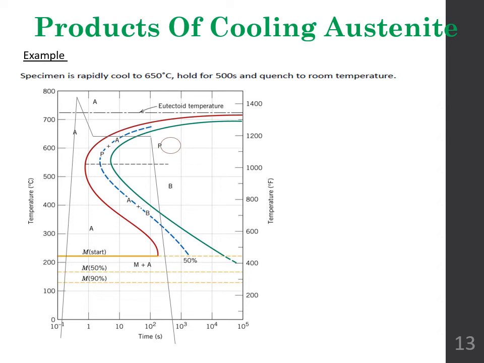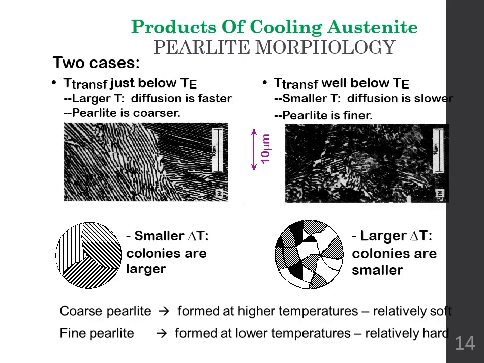So you have A over here, which is austenite. P over here is pearlite. B is bainite. And M is martensite. Those are all the types of microstructure that can be produced as a result of cooling the austenite. After you heat your material above the eutectoid temperature and reduce the temperature, the first microstructure that can be produced is pearlite. This is the morphology, or how the pearlite looks.